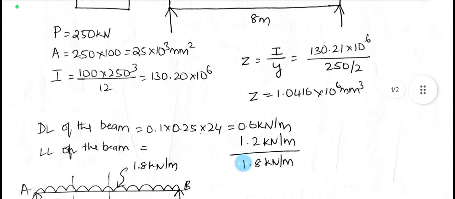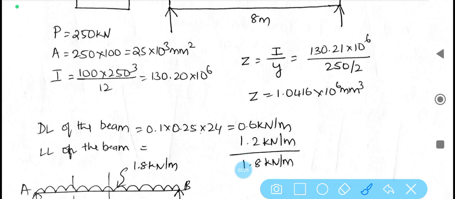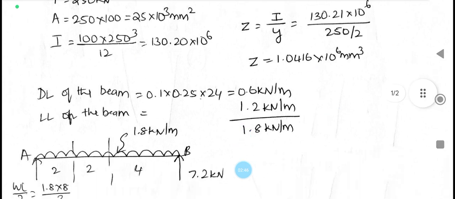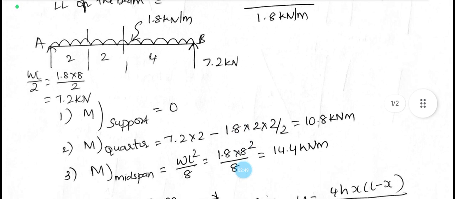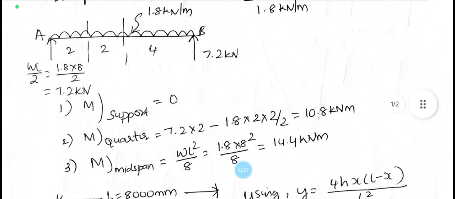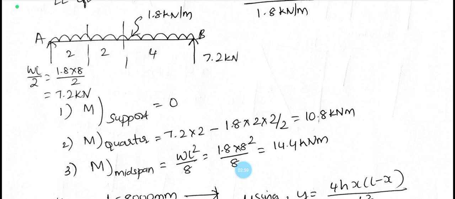The rest of the calculation is very much similar to all the earlier problems we had discussed. Calculate the area, B into D. Calculate the moment of inertia, BD cube by 12. Calculate Z. Z can be calculated by two methods: one is the direct expression BD square by 6, and the second is I by Y. Find out the dead load and live load, and compute the total load. After all those things, it is necessary to find out the bending moment at different spans according to the given problem. So here also we are calculating at quarter span as well as mid span.